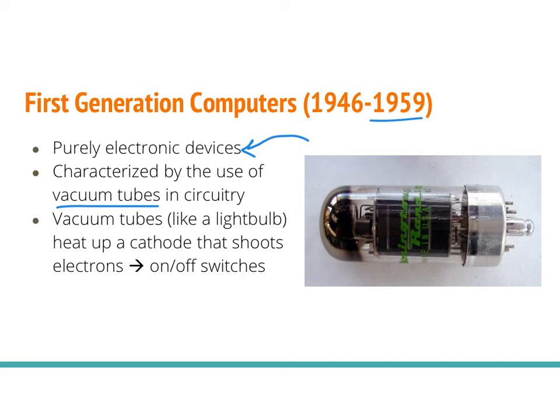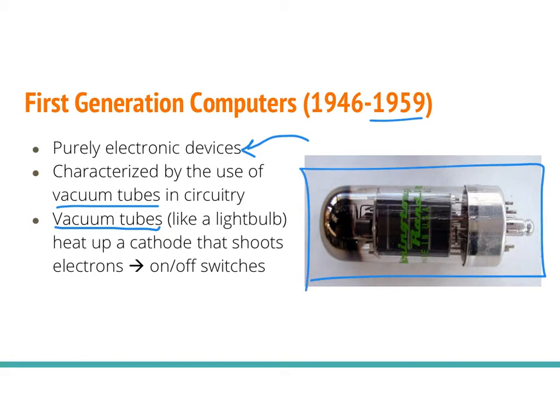So instead of utilizing punch cards, we're going to use these vacuum tubes, which you can see right here, that look kind of like light bulbs, that will essentially become on and off switches. Whereas before, we had punch cards with holes in paper that indicated on and off. We now have something that works like a light bulb that will actually heat up and shoot electrons that will indicate on or off switches. So that's what our first generation of computers utilized.